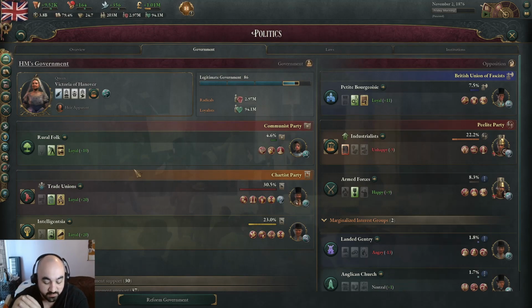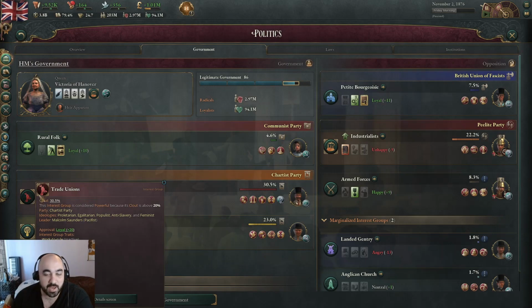in last place. Practically speaking, I think the trade unionists are best, the Industrialists are second, then the Intelligentsia, then the rural folk, then the armed forces, then the Petite Bourgeoisie, then the church, then the Landowners. You'll notice some of those are exactly the same, and some of them change quite a bit. Notably, the trade unionists are the best in both cases, and the Landowners are the worst in both cases. Let's get into their bonuses and talk about, practically speaking, why they're the best or the worst.